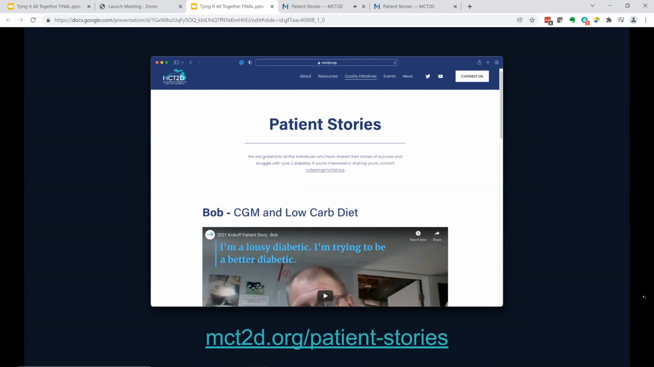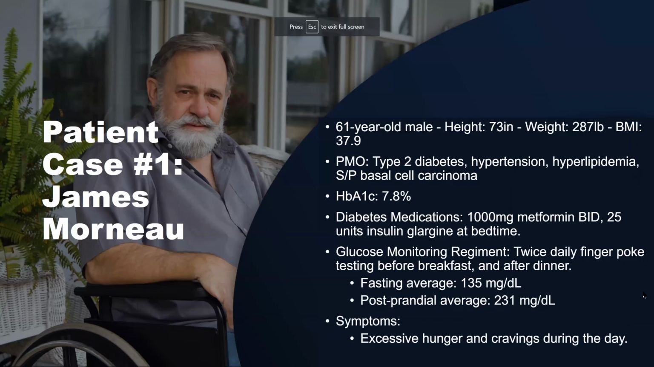Okay, so that was Bob's story. We're going to go on to another case. This is James. James is a 61-year-old man. His weight is 287 pounds. His BMI is 37.9. He has type 2 diabetes and all the usual comorbidities. And his A1C is 7.8. It's not horribly controlled, but not at goal.